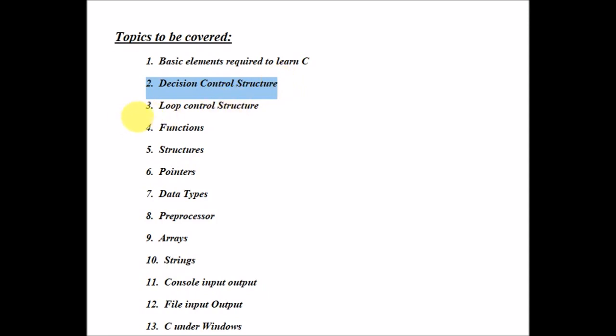The third topic which I'll be discussing will be on the loop control structure. So there are three types of loop control structure. The first one is a for loop. The second one is a while loop. The third one is a do while loop. So which one is used when? What is its importance? I will discuss all these points in my next session. The fourth topic which I'll be discussing will be on the functions.